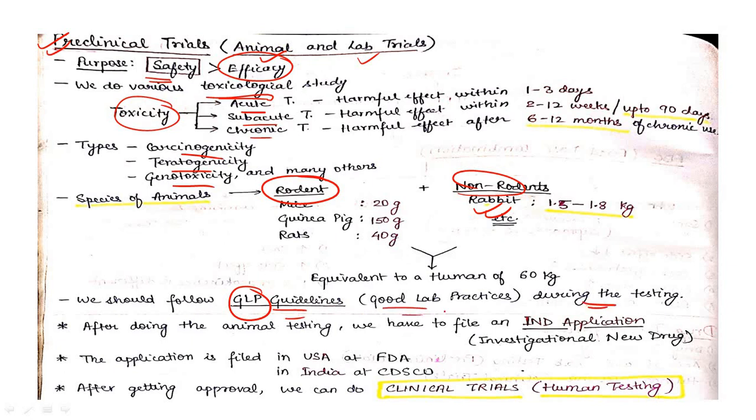clinical trials. And after doing the animal testing, we have to file an IND application, that is investigational new drug application. And this application is filed at the FDA in the USA, and CDSCO in India. After getting approval, we can go for the clinical trial, that is for human testing. Getting a point? After getting approval, then we can go for clinical trial, that is human testing.